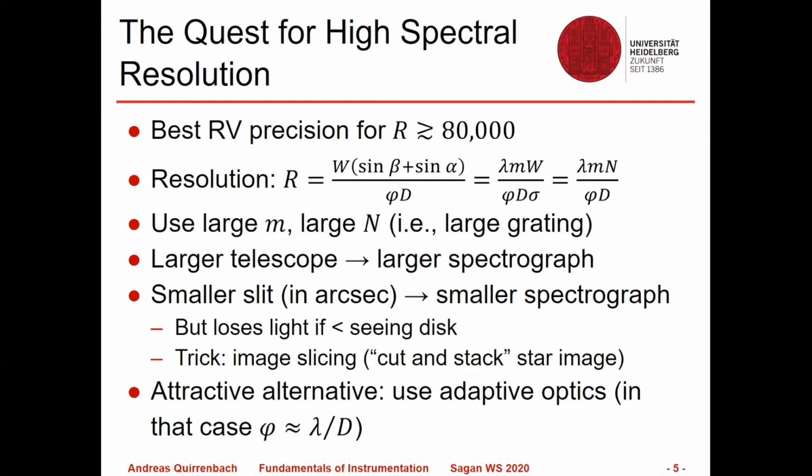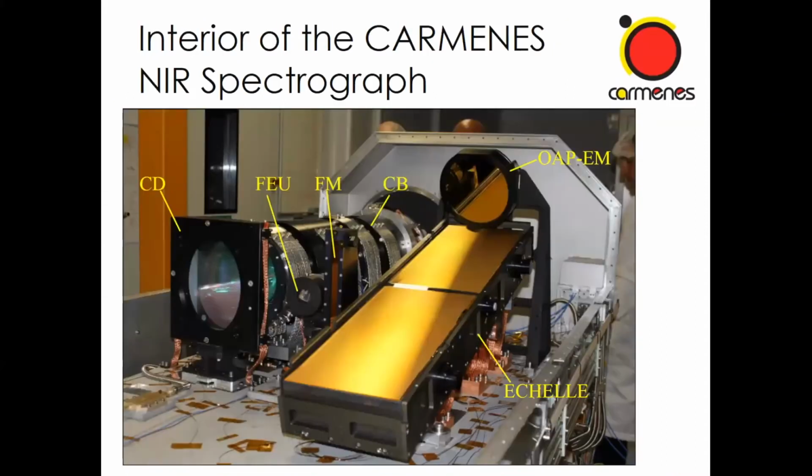There's also an attractive alternative, and that is the use of adaptive optics. If you use adaptive optics, then the angular size is about lambda over D, and that is the optimum that you can achieve. So trying to keep your spectrograph manageable in size for a large telescope and a high resolution, that is a very important consideration.